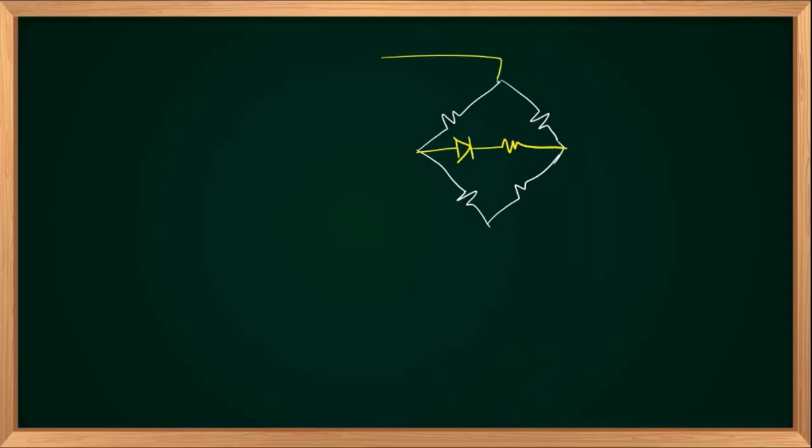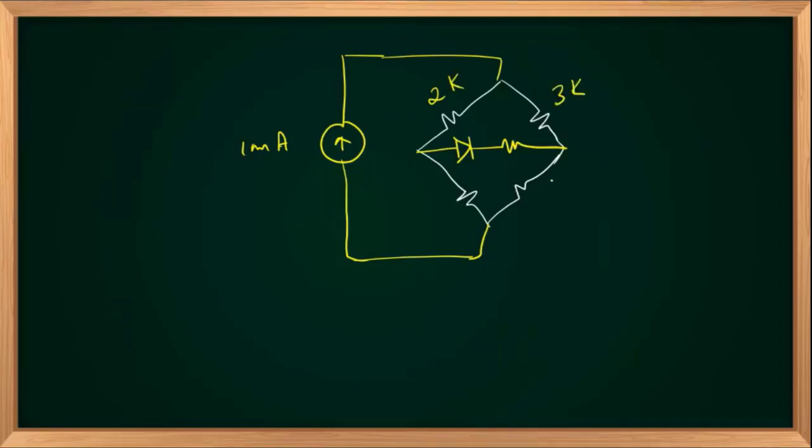Okay. Let us have another circuit that will give a feeling that it is very complicated. Let us see that. I have a bridge circuit like this. And my diode is connected from here to here in series with a resistor. And the bridge is biased using a current source. Its value is 1 milliampere. The resistance values are given: 2 kilo ohm, 3 kilo ohm, 4 kilo ohm, and 6 kilo ohm.